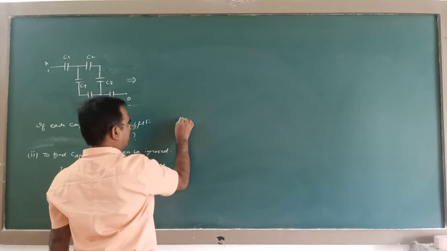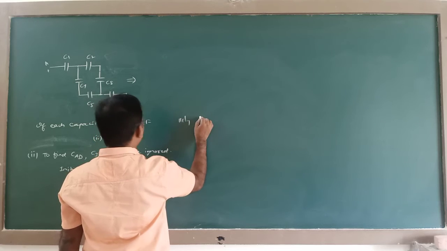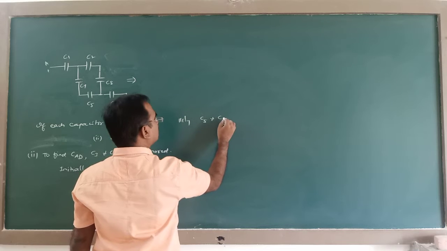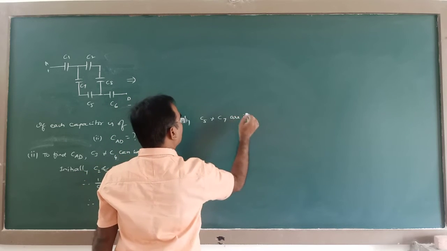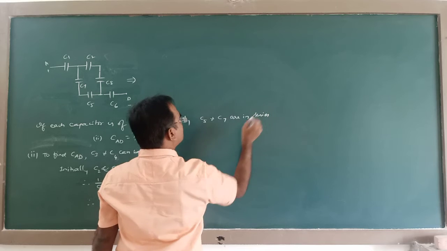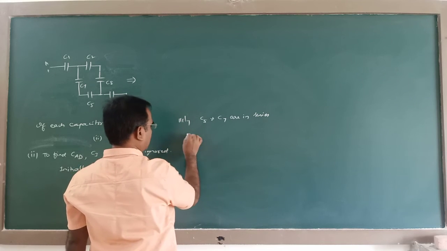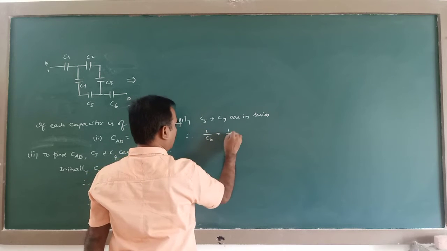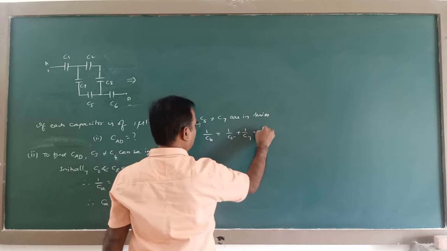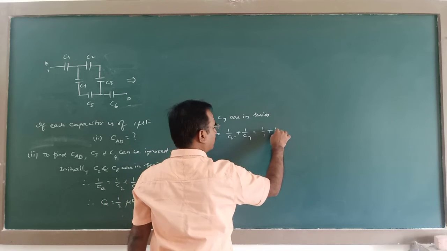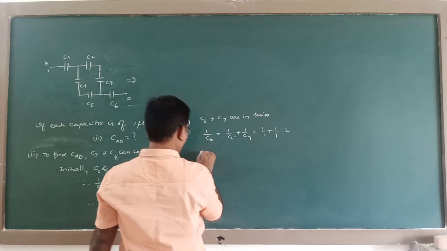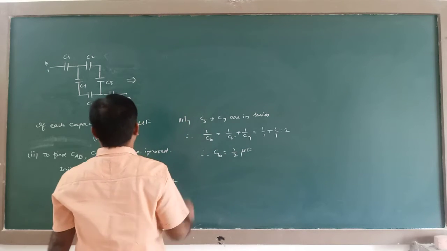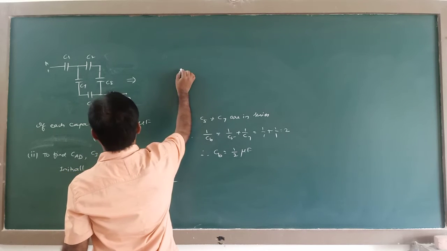ಸಿಮಿಲರ್ಲಿ C7 and C5 are in series. Therefore 1 by CB is equal to 1 by C5 plus 1 by C7. Therefore this CB is equal to 1 by 2 microfarad. Now this circuit it reduces to this form.